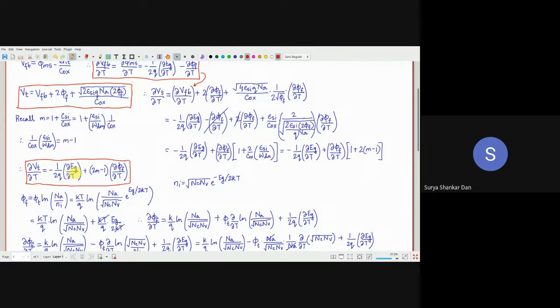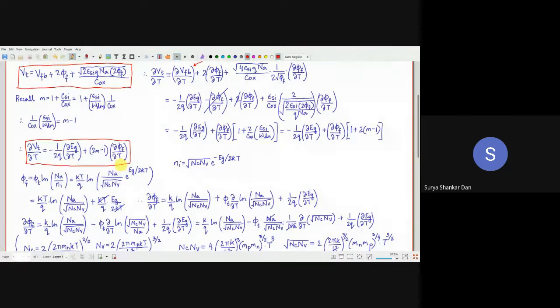So not only that, different materials will have different band gaps, e.g., they will also have different rate of variation of band gap with respect to temperature. Okay. Now, del phi f del t, as we have been telling from the very beginning of today's lecture, that phi f is a strong function of temperature. Let's figure it out.